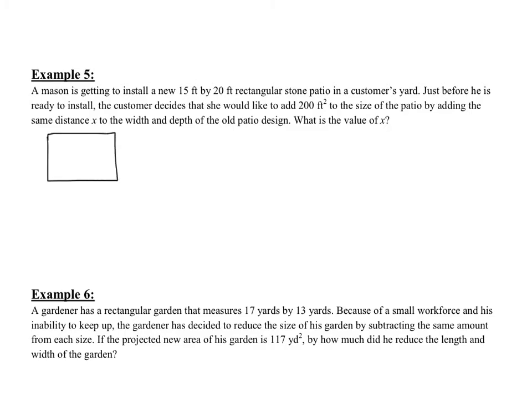All right, here's the patio, and the customer has signed off on a 15 foot by 20 foot patio. That means our area in this case is going to be 600 square feet. Now that's all fine and good, but then the customer comes in with a change order, says I gotta modify this, and I want to add x feet to both dimensions. Happens to be the same thing. And what that's going to do is change the 600 square feet to 800 square feet.